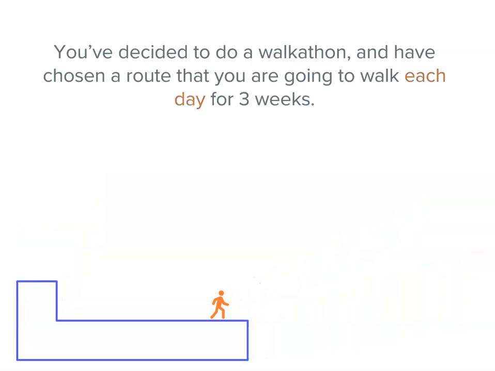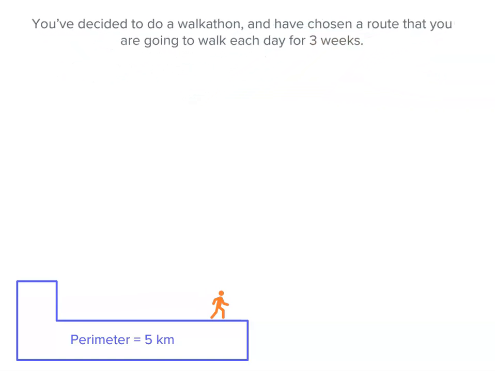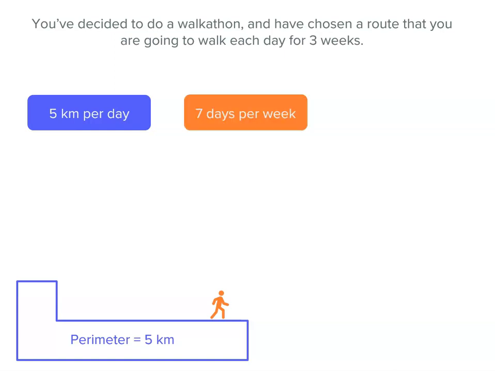You're going to walk each day, so that's once per day, and that means each day you will walk 5 kilometres because you're doing one lap of that block. And you're going to do that for 3 weeks. So there's 3 pieces of information that we need to use here. So 5 kilometres per day, because you're going to walk once around that per day. There are 7 days in 1 week, but you're going to do it for 3 weeks.